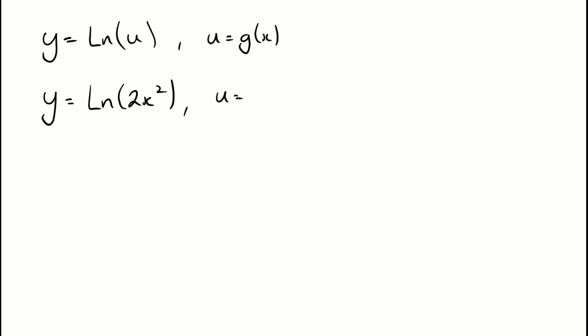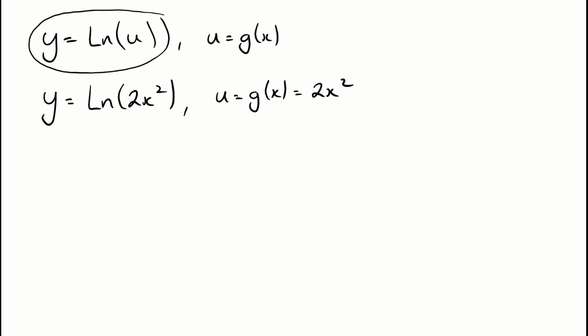Let's take a look at another example, but this time our y is going to be equal to the natural log of u, where u is actually a function of x itself. So for example, if y was equal to the natural log of 2x squared, then in this case u would be a function of x, g of x, which is equal to 2x squared. So how do we go about differentiating something like this? We're trying to differentiate y equals the natural log of some function of x, and we would do this by using the chain rule.